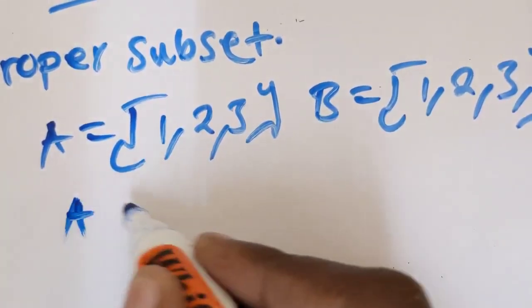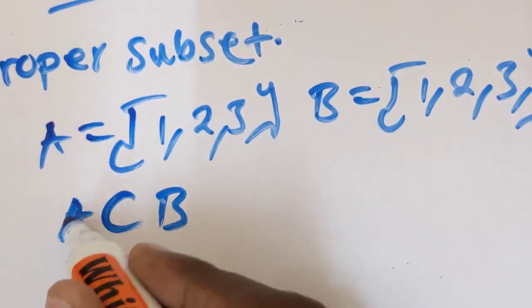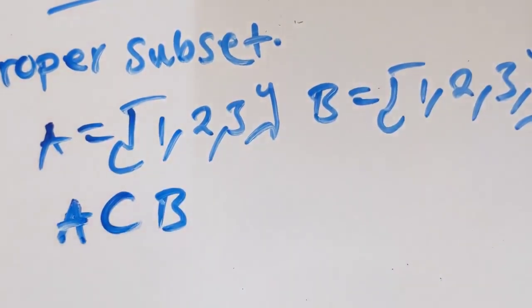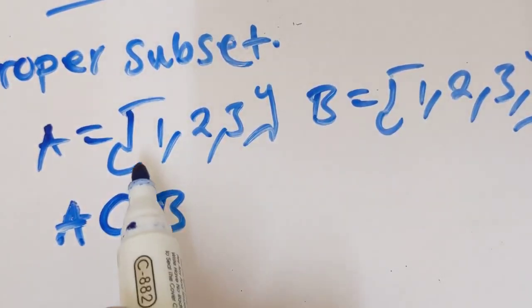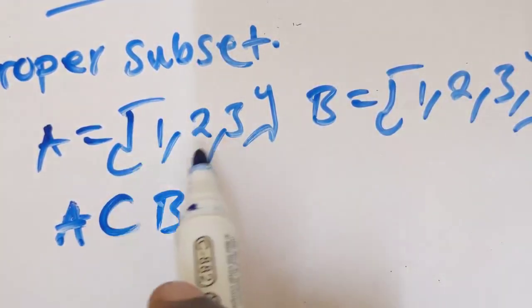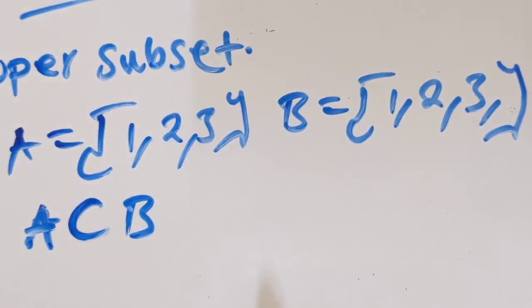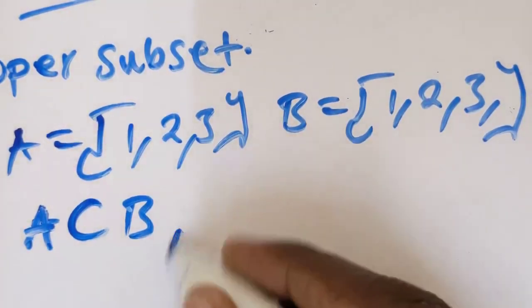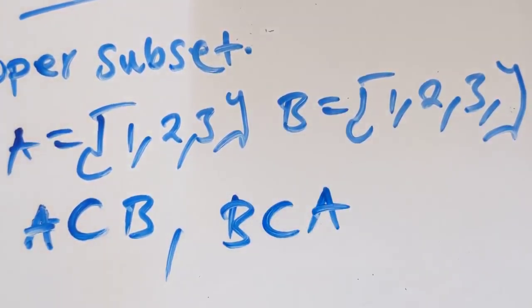So A is a subset of B. Why is it a subset of B? Because all the elements that are in A are also in B. That is a subset. You can even write that B is a subset of A. But now, what is a proper subset?